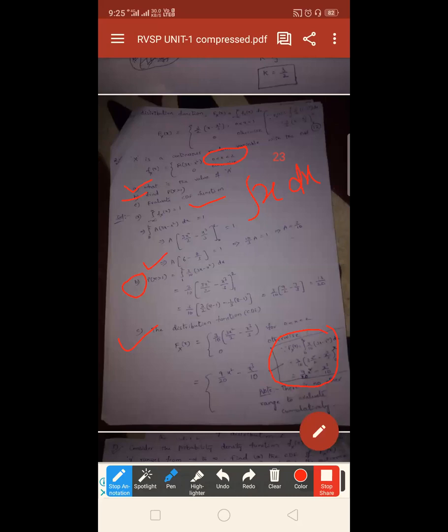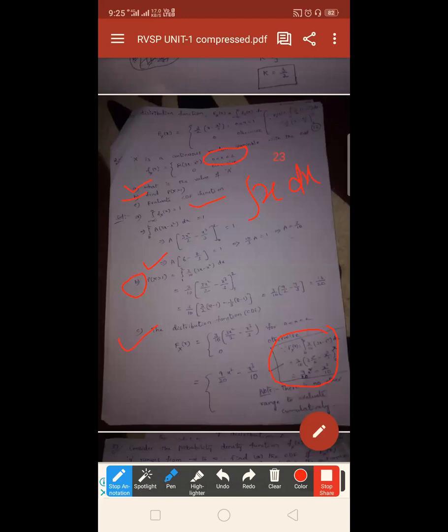Actually, the limits should be 0 to 2. But why should we use small x here? Because if you substitute numerical values, then you will get the answer as a numerical value only. But that is not the correct method. You have to find the function. That function should be in terms of x only. Our obtained function should be in terms of x only. It should not be a numerical value. So that's why you have to write small x in place of the upper limit.